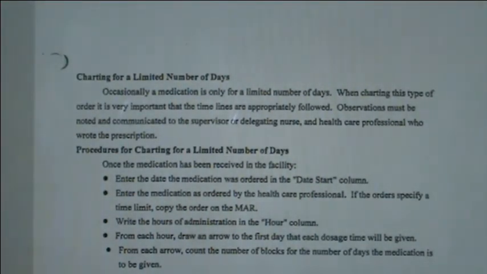Okay. Then you're going to count 10 doses. Let me give you an example. Doctor says give penicillin 500 milligrams by mouth 4 times a day for 10 days. Order date is the 10th of the month. And the medication is at 6 a.m., 12 noon, 6 p.m. and 12 midnight. Let's say the order came in at 4 p.m.